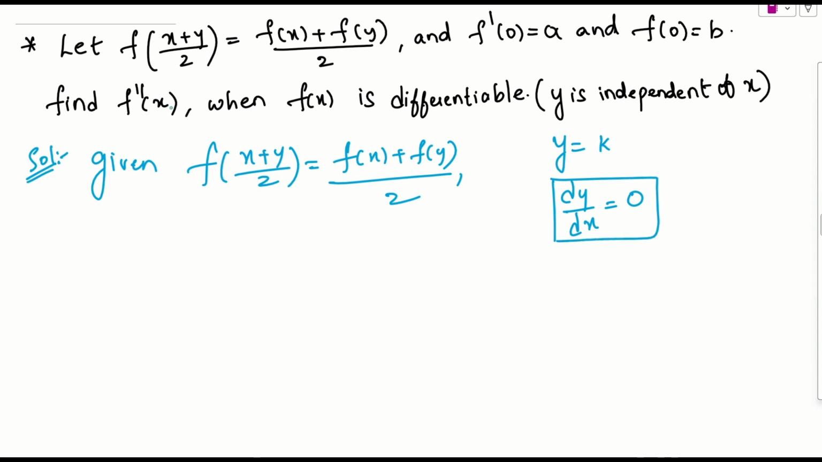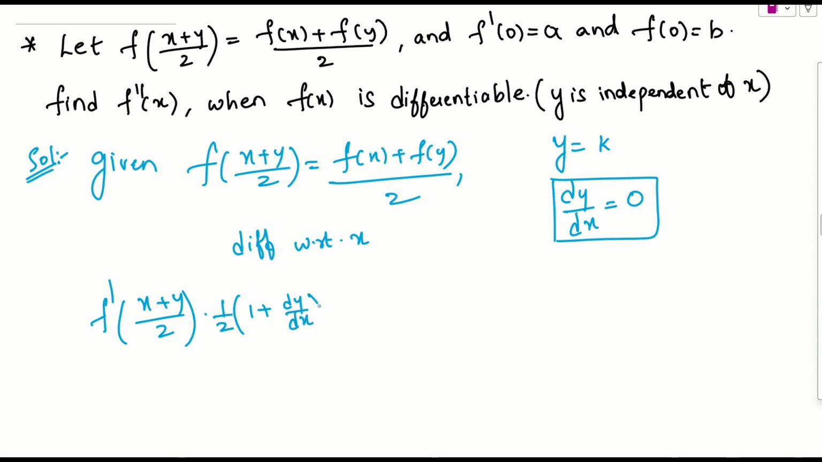We need f double dash, right? For that, let us differentiate this function with respect to x on both the sides. So what is the derivative of f? This will be f dash of (x plus y) by 2. We need to solve the internal derivative, right? Because of the chain rule. What is the internal derivative? Keep 1 by 2 as it is outside. The x derivative will be 1, plus the y derivative will be dy by dx. Is it okay? So the notation I can use is dy by dx or y dash. Both are the same, right?